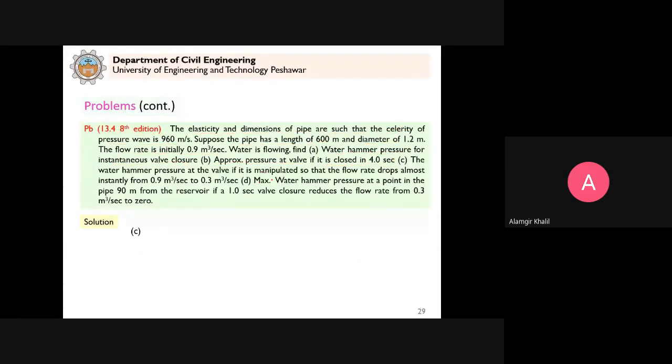Part C is, what is part C? The water hammer pressure at valve, if it is manipulated so that the flow rate drops from 0.9 to 0.3. Now the flow rate drops from 0.9 to 0.3. The discharge is reduced. So what is the water hammer pressure? So now for the case of the partial closure, because the flow is reduced to 0.3, now the V2 is 0.262 meter for 0.3. 0.9 to 0.3 we reduce, clear?